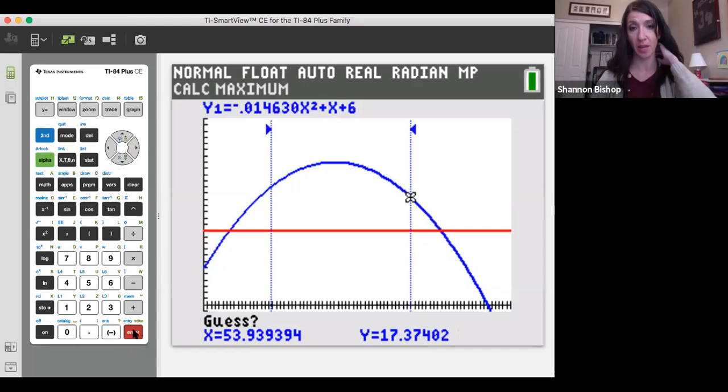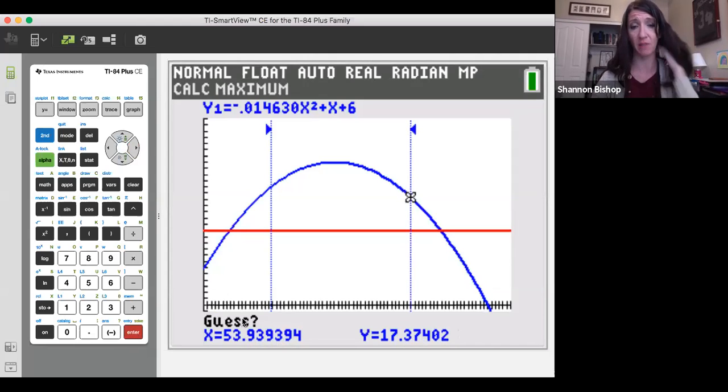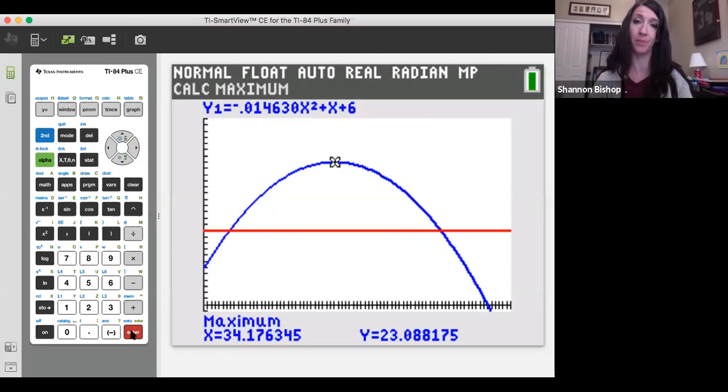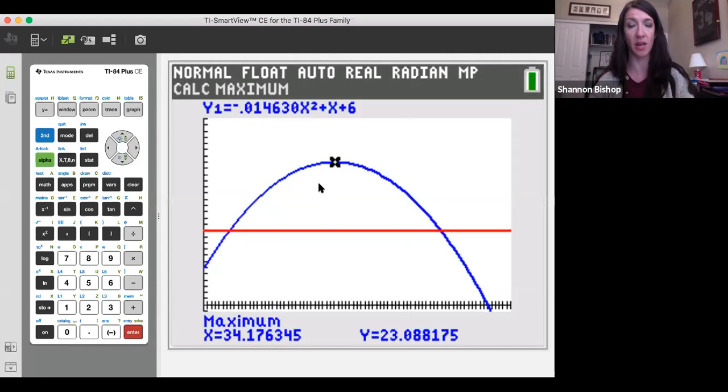And then it's going to say guess. You don't have to actually guess. You just have to hit enter one more time. And now you'll notice my little blinker has jumped into the middle of the parabola, and now we're getting that 34.176 and that 23.08. The same as what we had on Desmos. So certainly the answers are the same. It's just the steps are a little bit different on a TI.